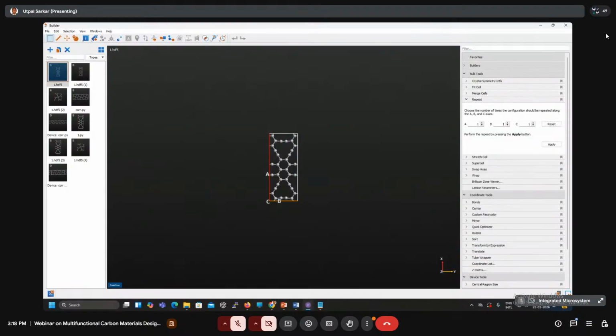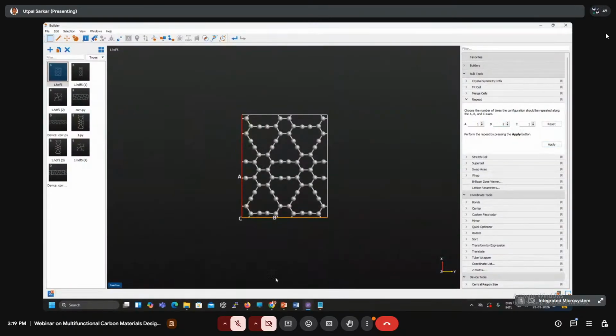So for supercell calculation, we have to select the right part of the VNL section. One is the repeat option, and under the repeat option we will see A, B, and C. For our calculation, we will repeat along the B direction, a 1 cross 2 cross 1 supercell.